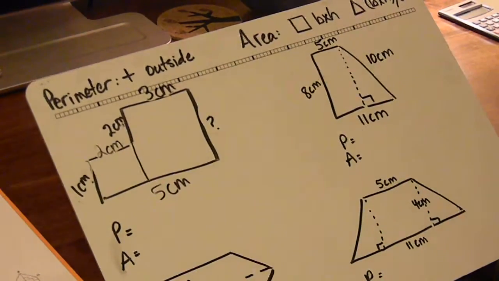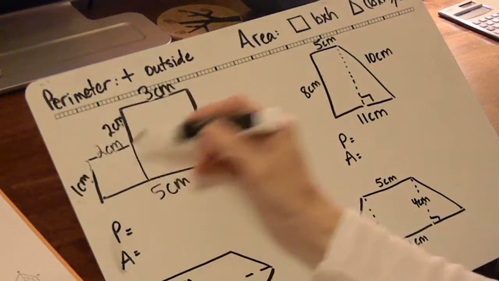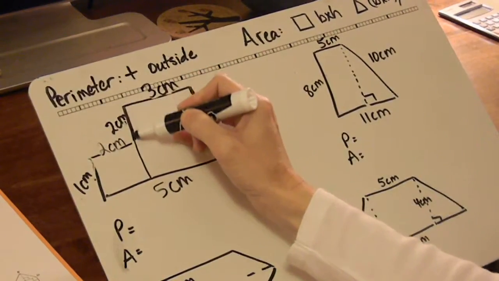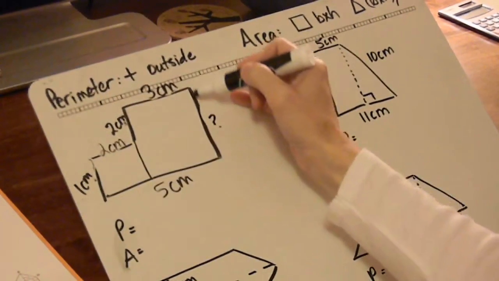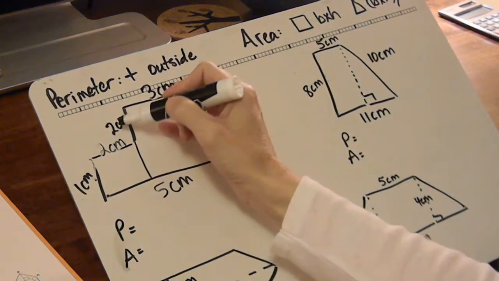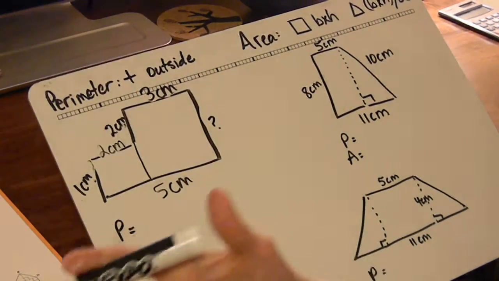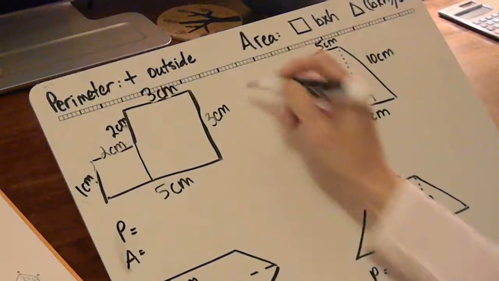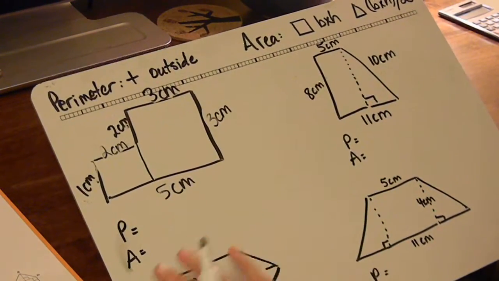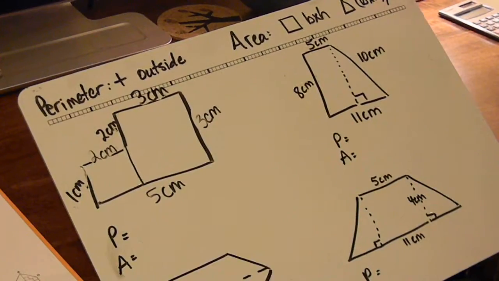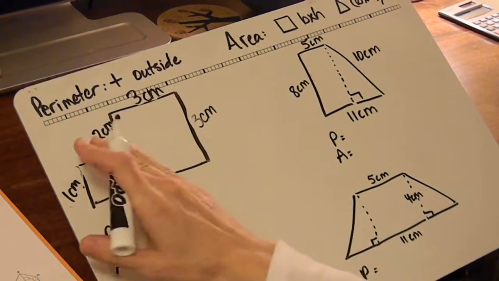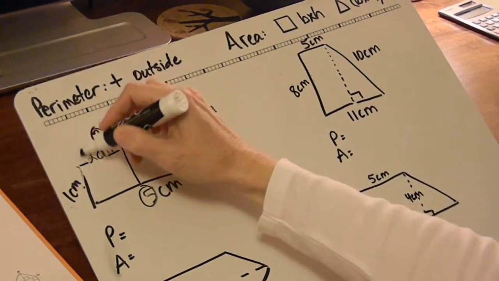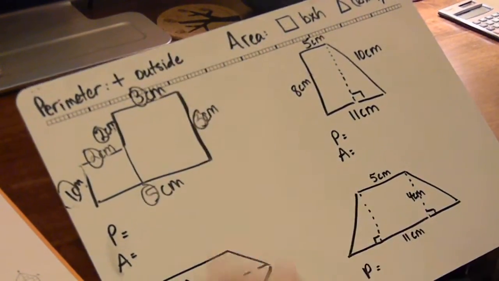Now, we also know this. We know that this side is going to be the same as this side. And we know a few things. We know that this length plus this length equals the total length. So we know that 2 centimeters plus 1 centimeter is 3, which means that this opposite side is also going to be 3 centimeters. Now we have all the information we need to find the perimeter. Because remember, the perimeter is the distance around the outside. We have the numbers 5, 3, 3, 2, 2, and 1. And if we add those, we'll get the perimeter.